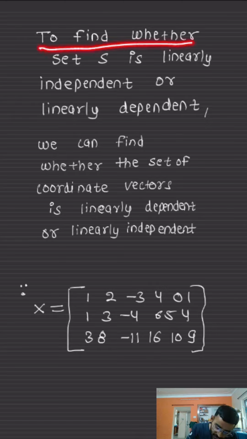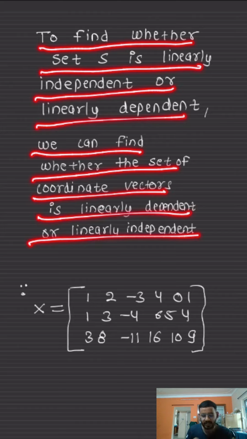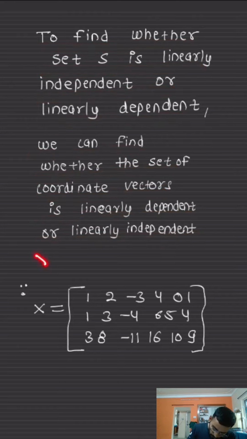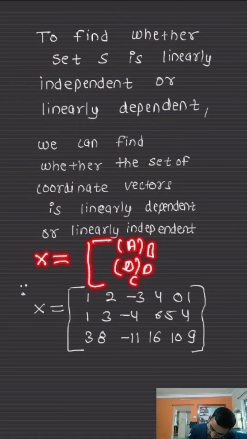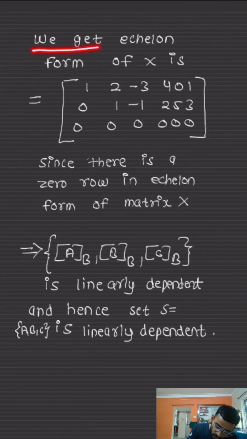Now to find whether the set S is linearly dependent or independent, we can find whether the set of coordinate vectors is linearly dependent or linearly independent. So we form a matrix using the coordinate vectors, which are A_B, B_B and C_B, which is this matrix X. Now we get the row echelon form of X, which is this.